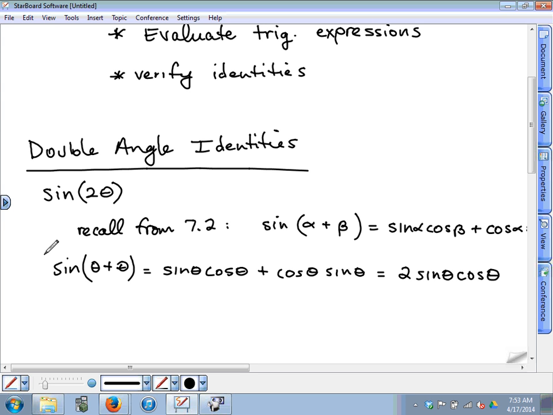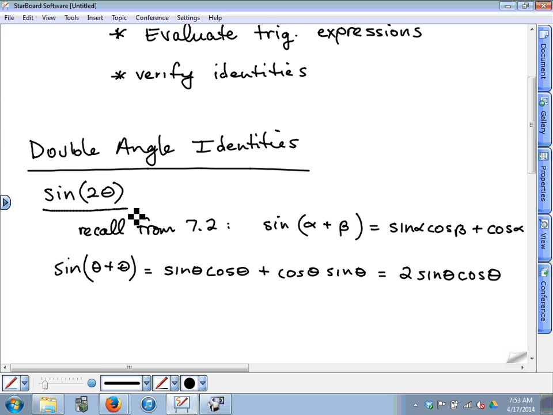That's the identity. Okay? So we got to keep track of where we went. We started with this, the sine of 2 theta, and we ended up with this. That's the identity. The sine of 2 theta is equal to 2 sine theta, cosine theta.